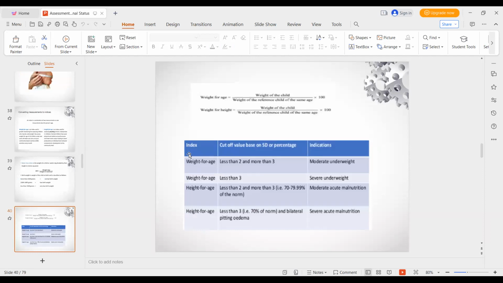Weight for age is the weight of the child over the weight of the reference child of the same age, multiplied by 100. Weight for height is the weight of the child over the weight of the reference child of the same height, multiplied by 100. This is the index, cutoff value, and indication. Weight for age less than -2 and more than -3 is moderate underweight. Weight for age less than -3 is severe underweight. If weight for height is less than -2 and more than -3, moderate acute malnutrition. If it is less than -3 or with bilateral pitting edema, severe acute malnutrition.